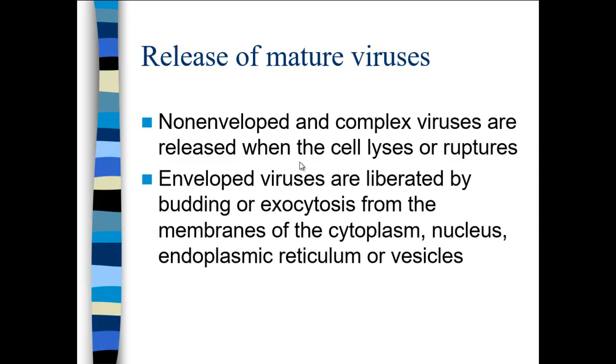Enveloped viruses, like we saw in previous slides, are liberated by budding, or exocytosis, which is basically the same thing, from the membrane, and when they do this, they capture a portion of the membrane from the host cell. This budding or exocytosis can occur in the cytoplasm, in the nucleus, in the endoplasmic reticulum, or in any number of vesicles. Any of these organelles or even the entire cell can donate their membrane in order to make an envelope virus.